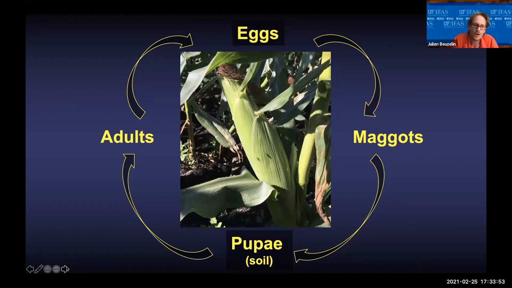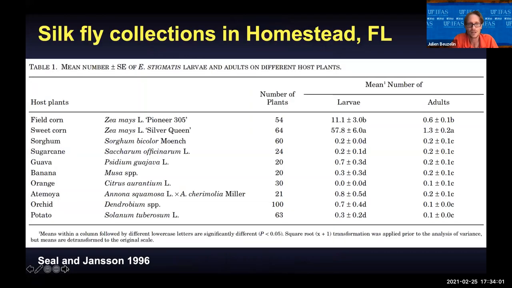But where do the seal flies, the adults, where do they go and where do they lay eggs? Actually, we do not have that much information on this. Here, this is from a publication from Diaz-Bel.